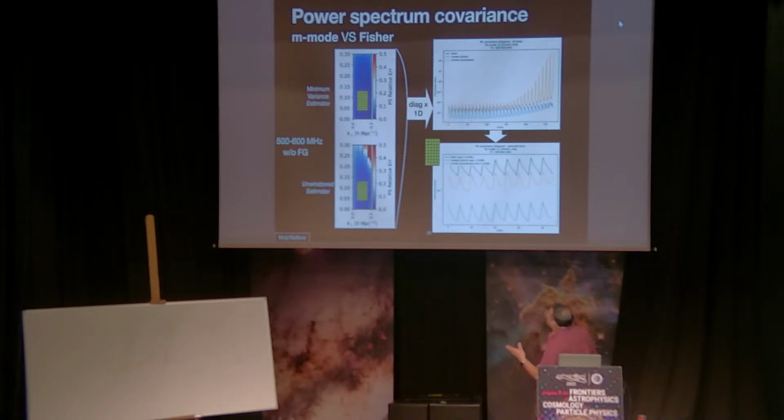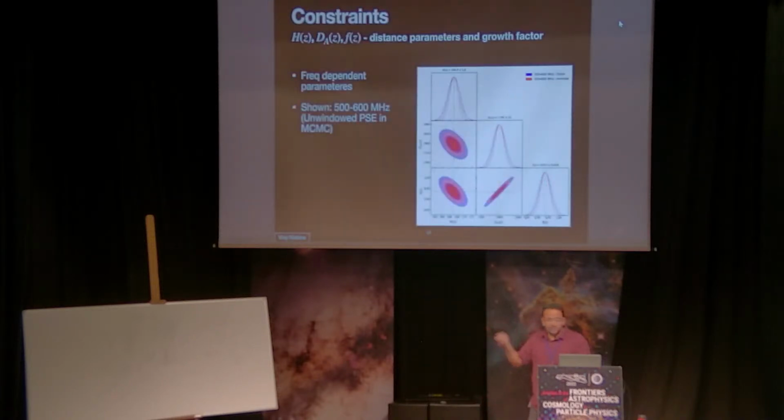The blue plot here corresponds to one of the power spectrum estimators available in the M-mode simulation. And the orange one corresponds to another type of estimator called the unwindowed one, which is also obtained via MCMC, via the simulations. Both are compared with Fisher forecasts, which is the black curve. Now, these can be translated into some distance parameters and the growth parameter constraints.